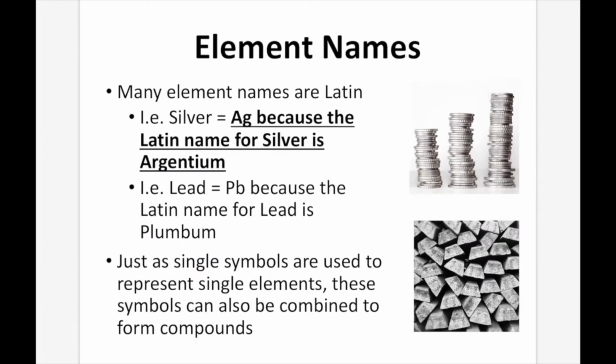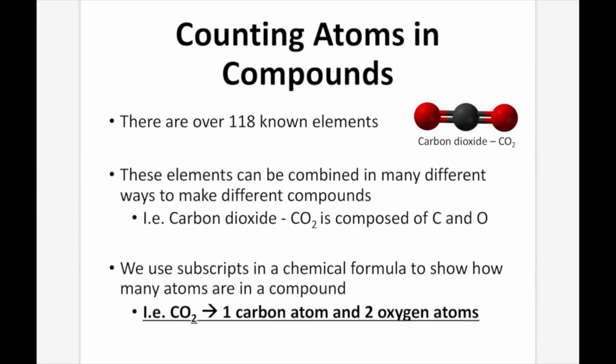Element names. Many element names are Latin. So for example, silver is Ag because the Latin name for silver is argentium. Lead is Pb because the Latin name for lead is plumbum. Depending on when the element was found and when it was placed on the periodic table, that'll define what its name was. Just as single symbols are used to represent single elements, these symbols can also be combined to form compounds.